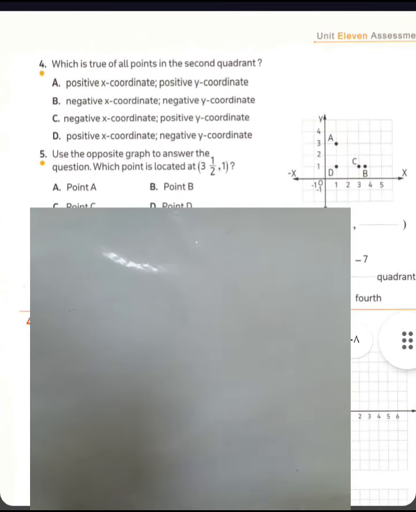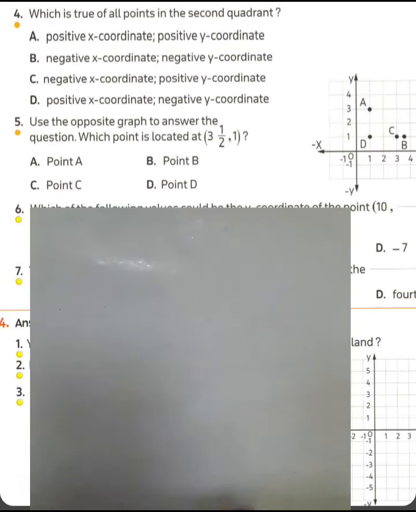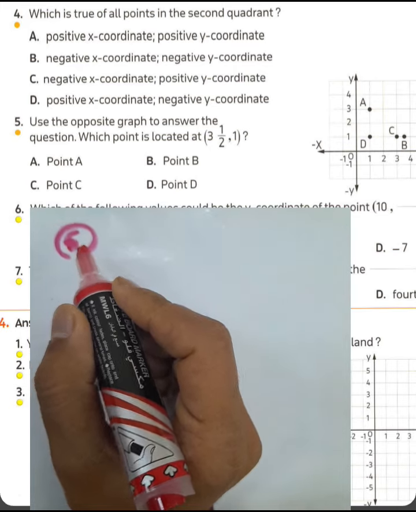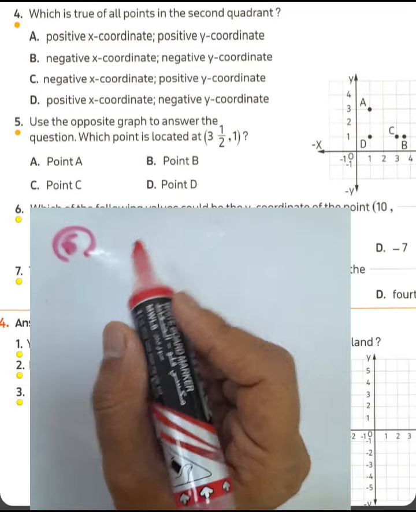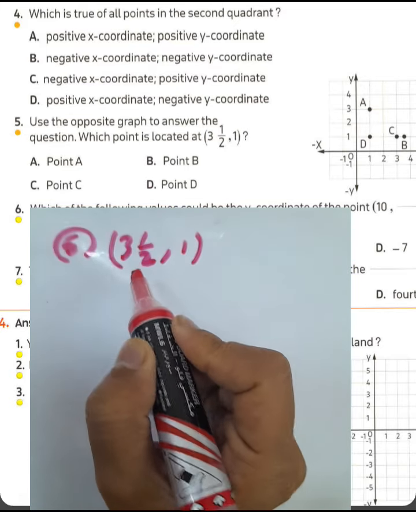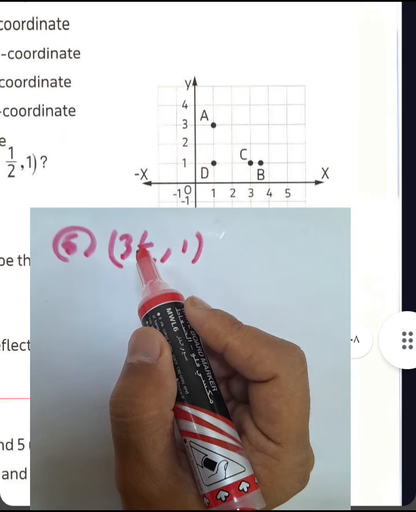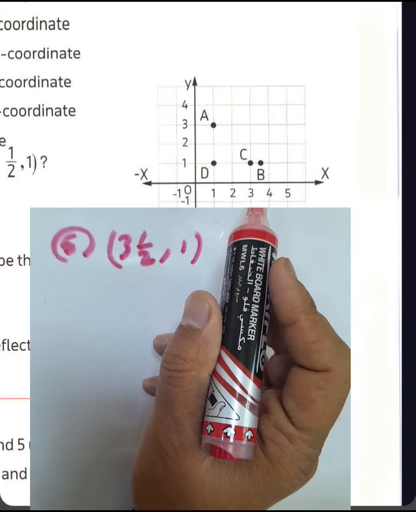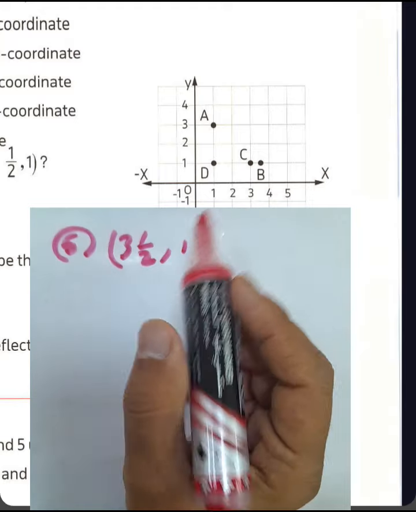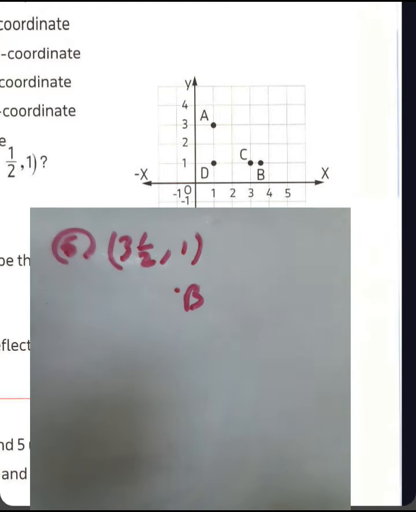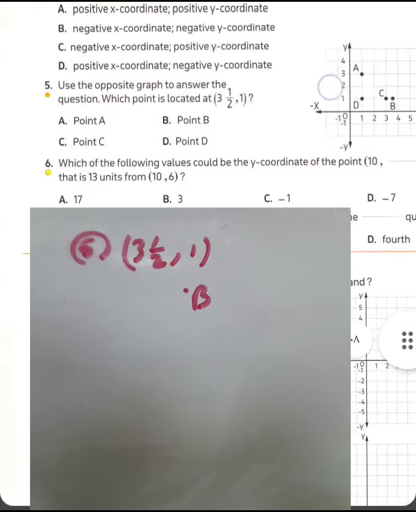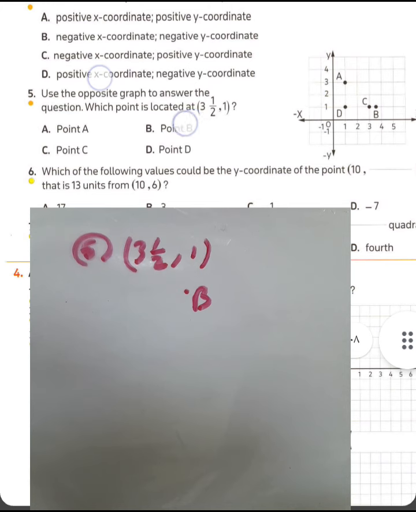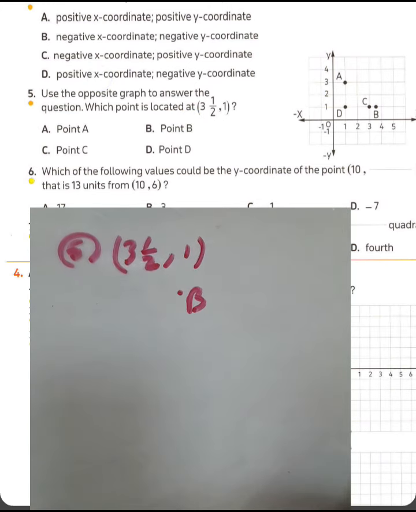Question number 5. Use the opposite graph to answer the question. Which point is located at (3 1/2, 1)? It is point B. Look here, 3 and a half and 1. It will be point B. Choose letter B for question number 5.